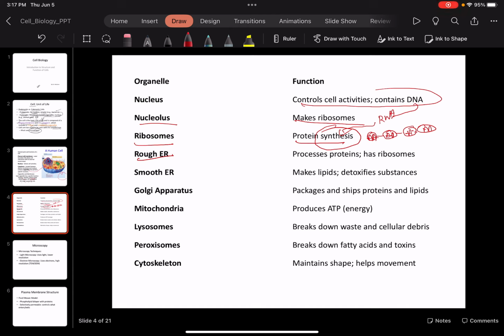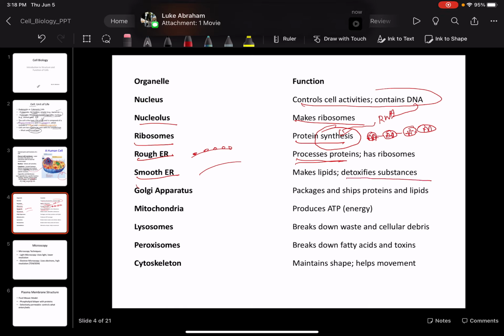Rough ER. So rough ER, that is a rough endoplasmic reticulum. On the wall of that endoplasmic reticulum, you see some dots, which are ribosomes that help to process the protein. Then smooth ER, the surface is very smooth, no ribosomes in it, makes lipid and detoxifies substances.